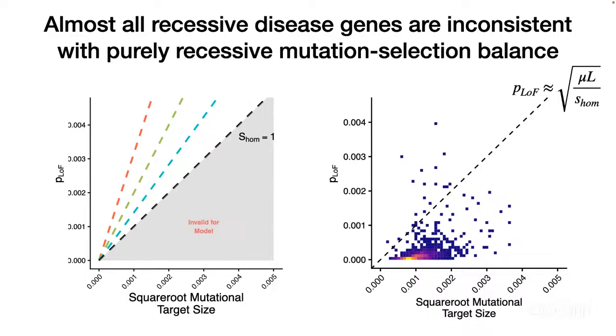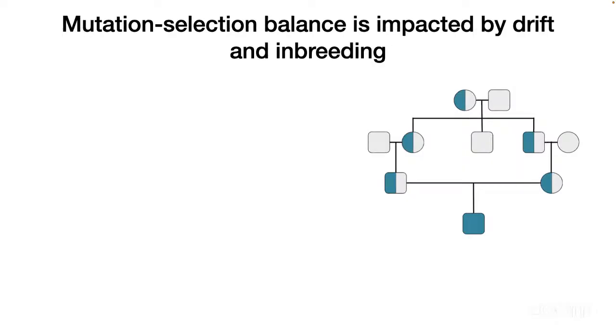And so the takeaway here is that it seems like recessive mutation selection balance does not really fit human genetic data. And we were worried about a bunch of different causes of this. So one thing that could happen is you can think about inbreeding or drift, like in a small population, you happen to get more homozygotes by chance. This is a well-known phenomenon, inbreeding depression, where you expose these recessive variants to selection. And so that can cause them to be purged more efficiently than in an outbreeding population.